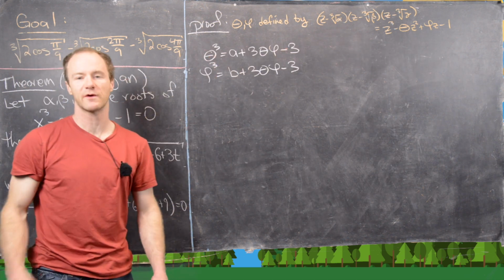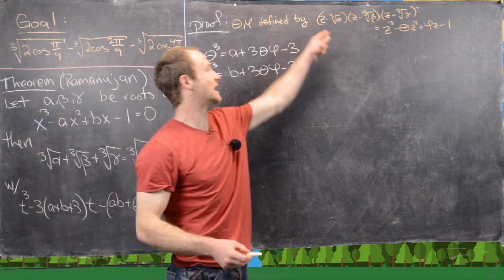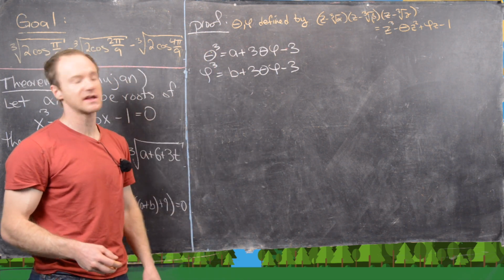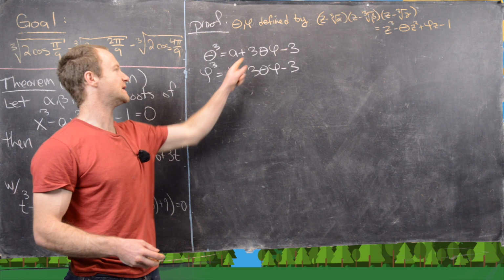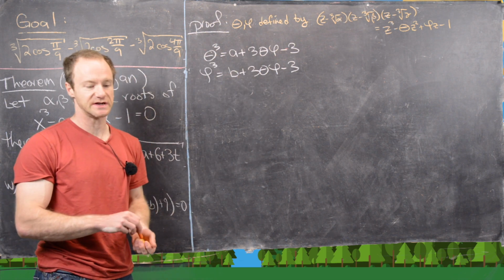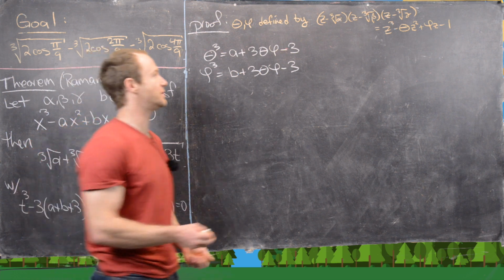So we're still working with our theta phi values, which were defined by the expansion of this polynomial. That gave us formulas for theta cubed and phi cubed in terms of a, b, and theta times phi. Now the next thing we want to do is introduce a new value, and that will be t.